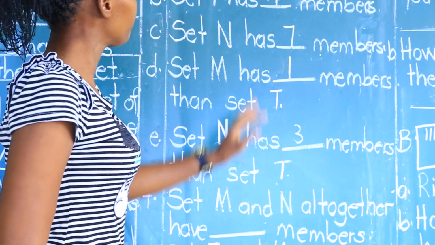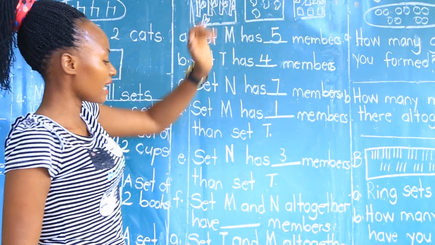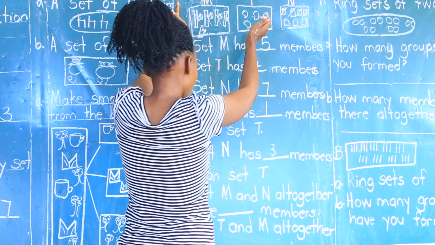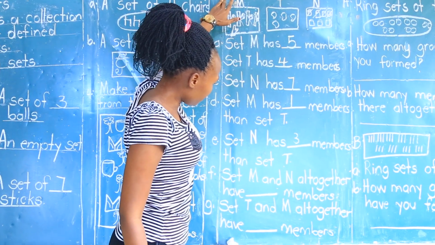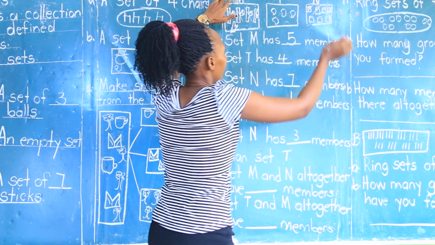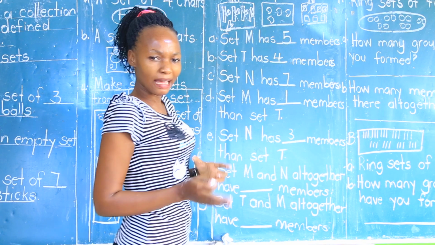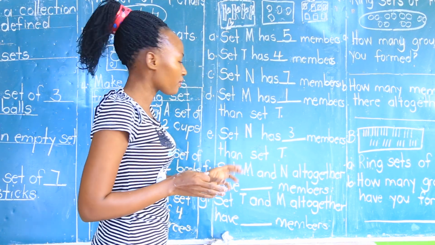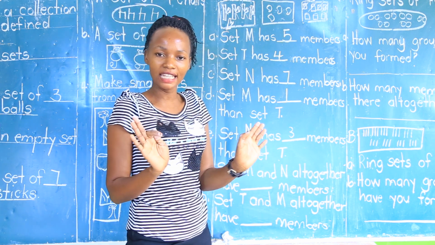Set M and set N all together have dash members. Now, we are going to put these together. This is set M and set N. We are going to put this and this together. Don't mind the crossings which we made. We are finding those answers for these 2 numbers. Now, pretend that we've not crossed any object.